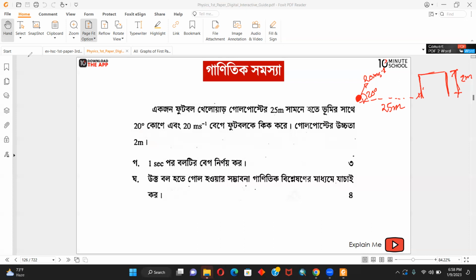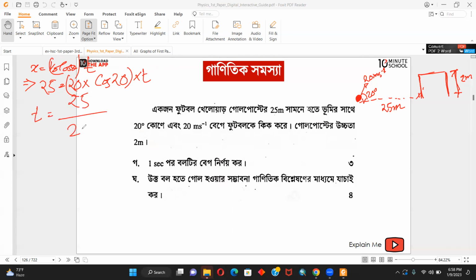From the equation x equals v0 cos theta times t, x is 25. It will be equal to v0, which is 20, times cosine 20, times t. I don't know how much time it will take. But from this equation, can I not get the time, like after what time the ball will cross 25 meters horizontal distance? There is only one unknown. So t will be equal to 25 upon 20 cos 20. What is t?